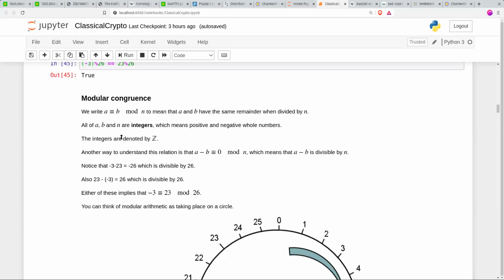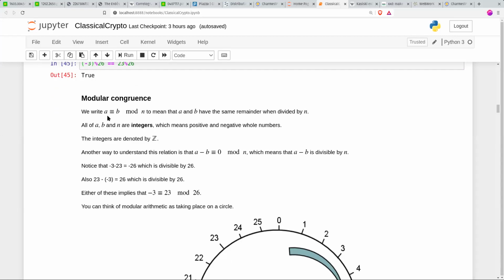So in cryptography, everything is an integer. We really don't do anything with floating point numbers. So A, B, and N are all integers. You've hopefully seen this symbol Z before. In math, we use Z to represent the integers. It's because a German mathematician started this tradition, and in German, the word for integers, I think, is Zahlen.